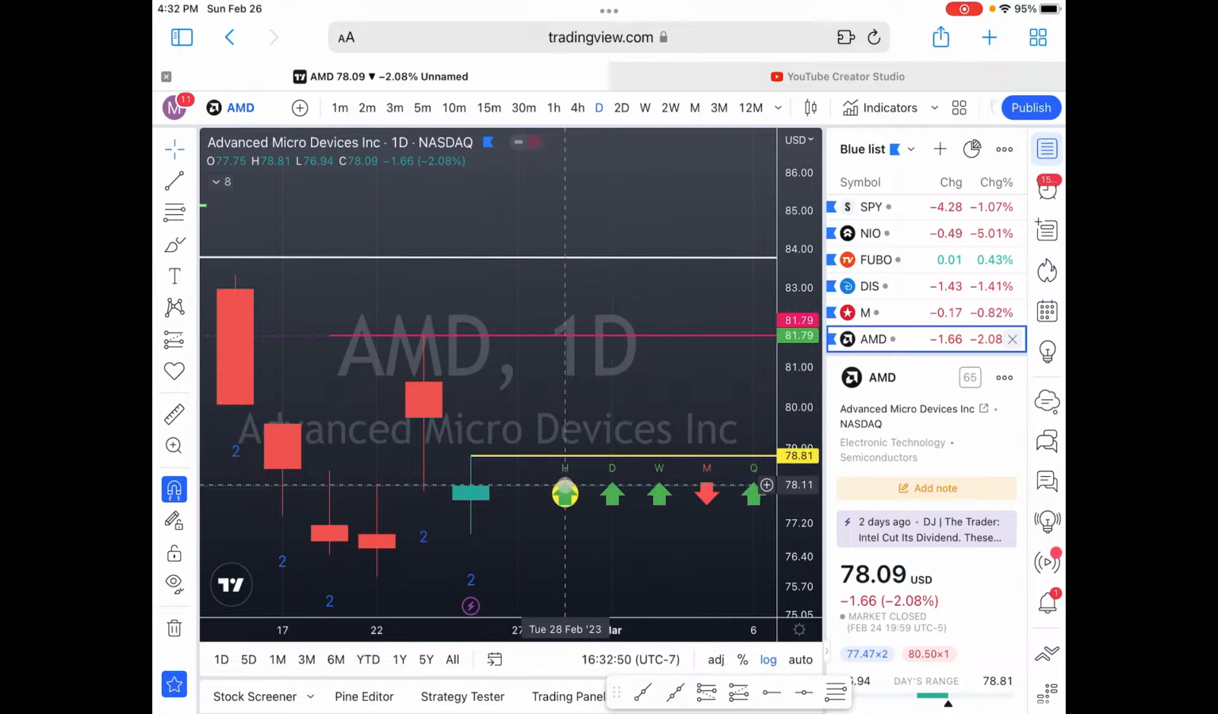AMD, 2 down green. We're looking for calls to go back to the upside, 78.81. The first target is also the trigger for the weekly. So if we hit first targets on the daily, that is going to trigger us to go 2 up on the week on AMD, and you could possibly change that into a swing trade. But this first target is also the trigger for the weekly.